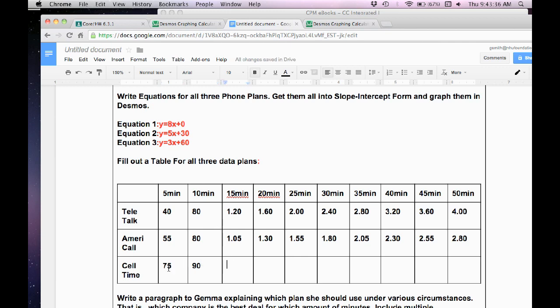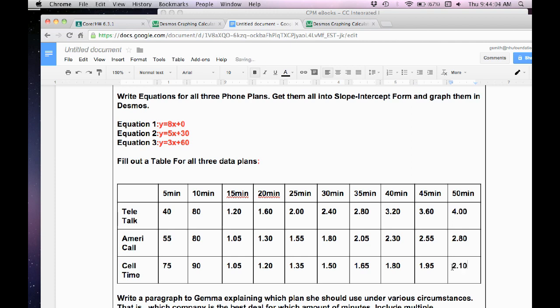But we're only going up by, it looks like, 15 every time. And we know these are all linear, so once you figure out the growth number, you know the growth number. So we just add 15 cents every time. And at this point, you're starting to realize that cell time is a really good deal, which is not something you're going to say very often.